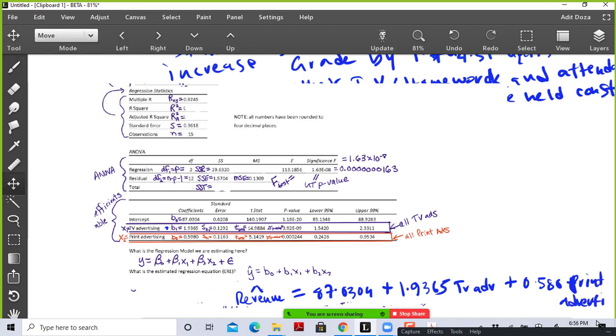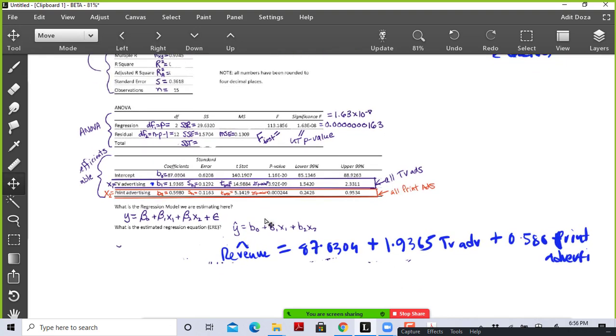And then in an estimated regression equation, we don't actually write the epsilon error term because it's an estimate, right? So this is the full form.